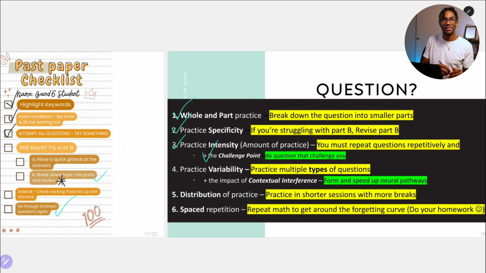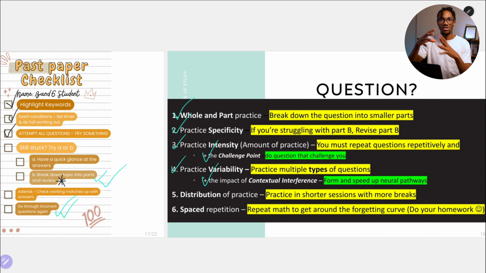Practice variability. We're practicing multiple types of questions when we go into the textbook. We practice contextual interference by going through the questions once, looking at the questions we got incorrect, and doing them all again. So that difference between doing them initially and then doing them later is what that contextual interference is. So we are completing that. Distribution of practice, this is up to you. And spaced repetition, right? Doing questions repeatedly. So that's kind of down here as well.